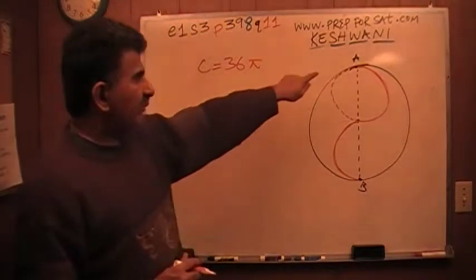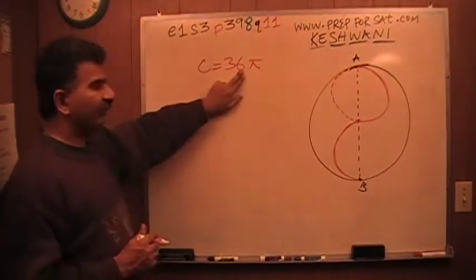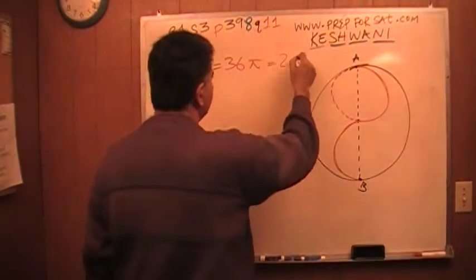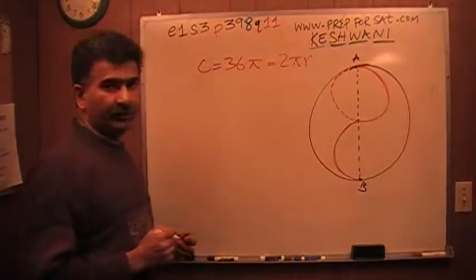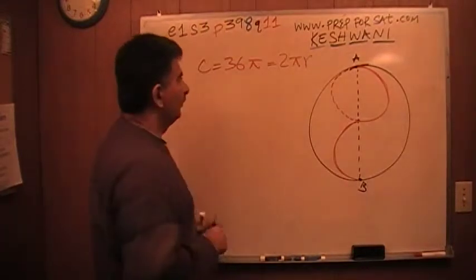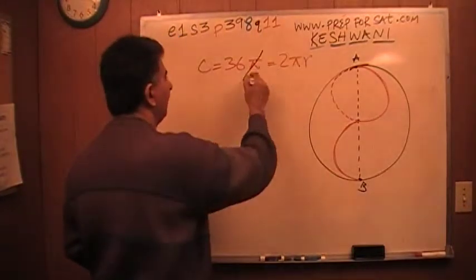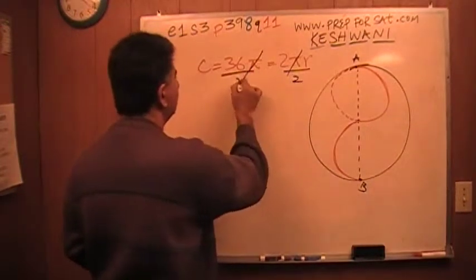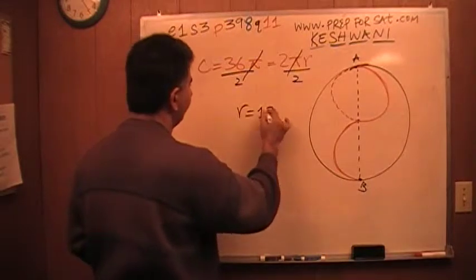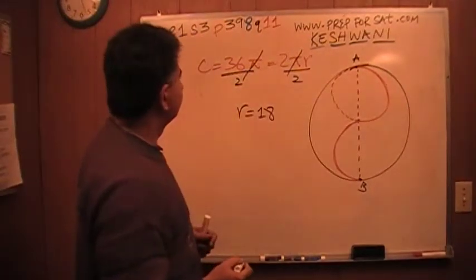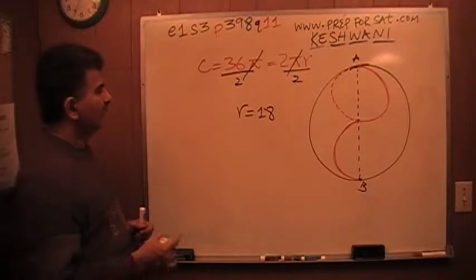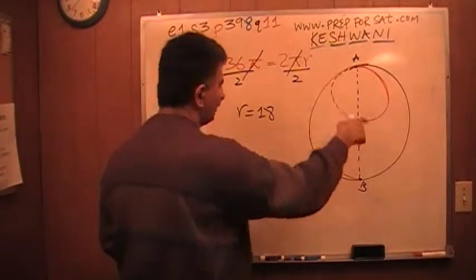So let's find the diameter of the big circle first. Well, we know the circumference is 36 pi. And how do you find circumference? 2 pi r. I hope you know it. You should know it. So let's solve for the r. The pi's drop out, and the radius is simply, divide both sides by 2. The radius happens to be 18. The radius of the large circle happens to be 18.